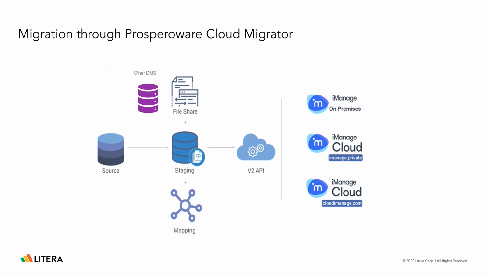Question may come up: can I migrate to an on-premises iManage environment for testing? Absolutely. Configure a work server with the latest version available from iManage and disconnect any databases from the server that will not be involved in the migration.